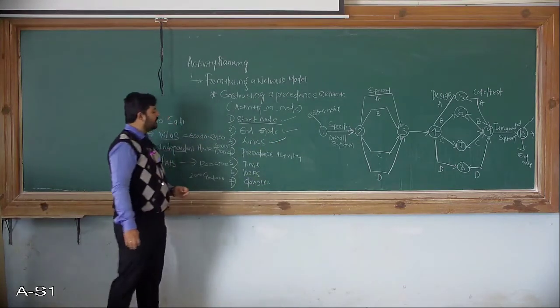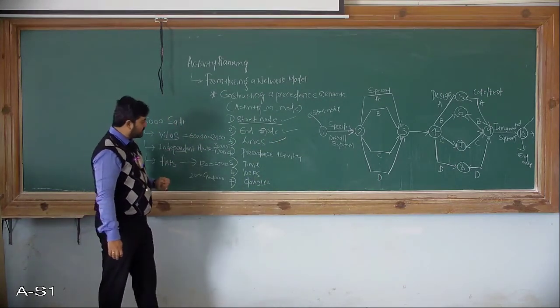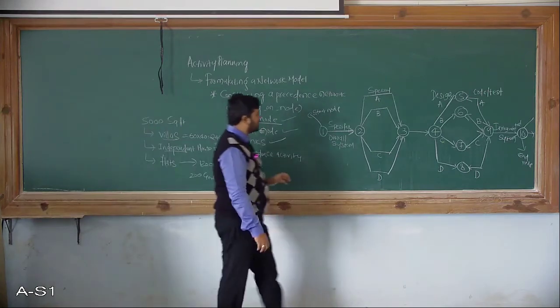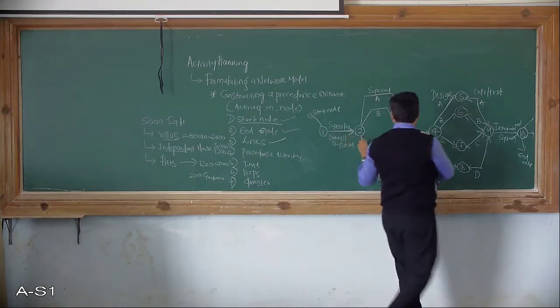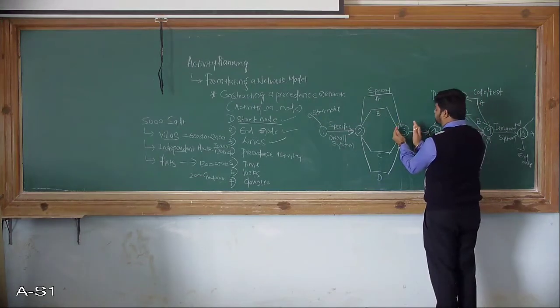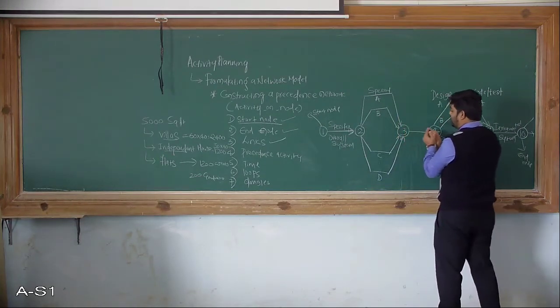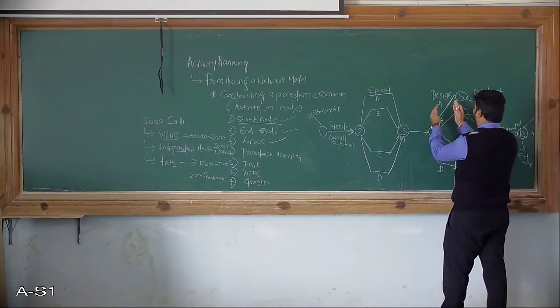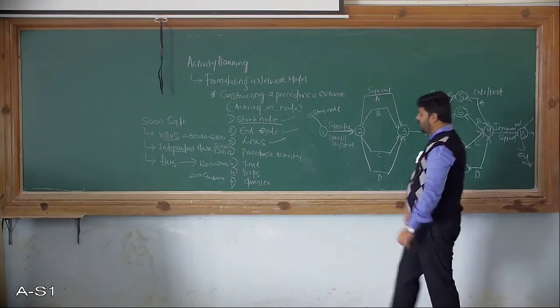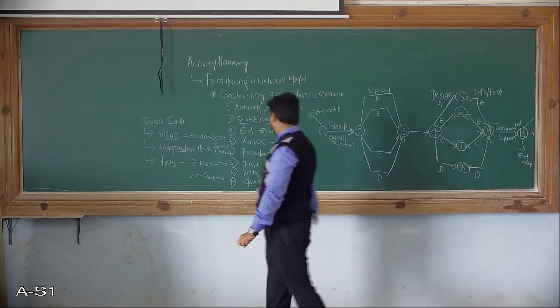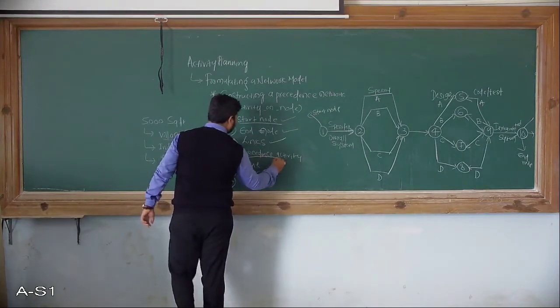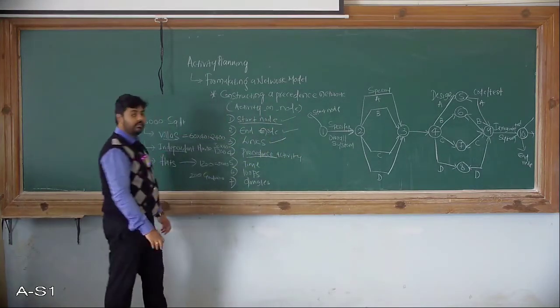Fine. Then precedence activity. What is that precedence activity? See, suppose for example, just now we discussed, after the completion of 3, that is the specification, then we can go for the design part of the different modules. So that is nothing but the precedent activity, which depends on the previous activity.